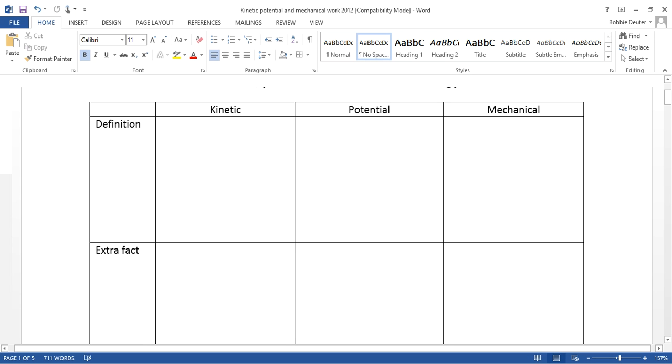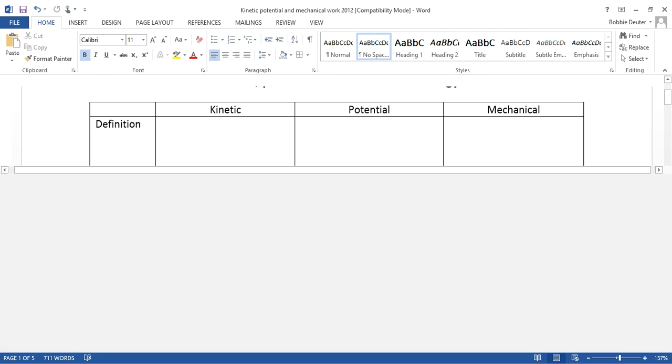Okay, so this is a handout that was given to you, and it's talking about kinetic energy, potential energy, and mechanical energy. So right now in your groups, I want you to define kinetic energy, potential energy, and mechanical energy. I also want you to talk about some extra facts about them, and give the formula and the units used.